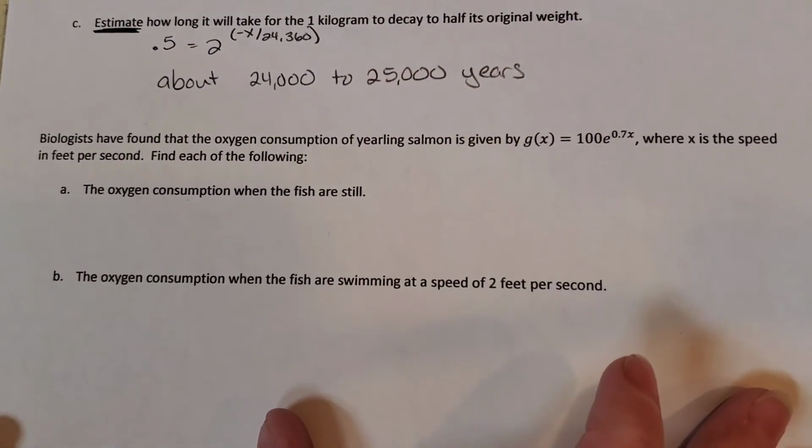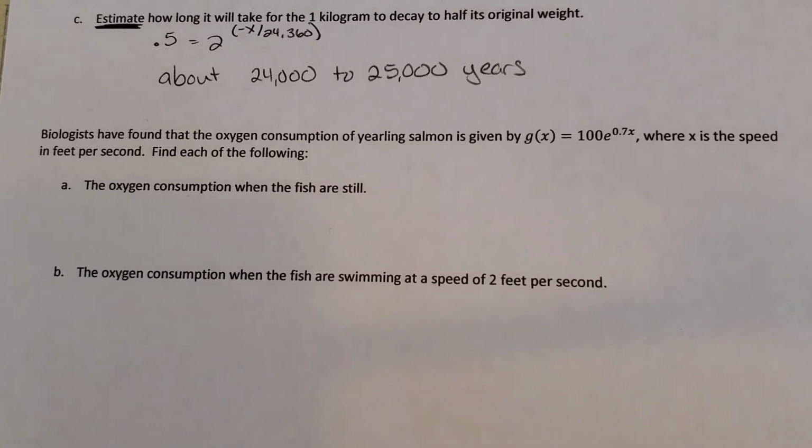All right, here's another example. Biologists have found that the oxygen consumption of yearling salmon is given by g of x is equal to 100 times e to the 0.7x, where x is the speed in feet per second. Find each of the following. Part A, the oxygen consumption when the fish are still, and part B, when the fish are swimming at 2 feet per second. So pause the video and try this one on your own.